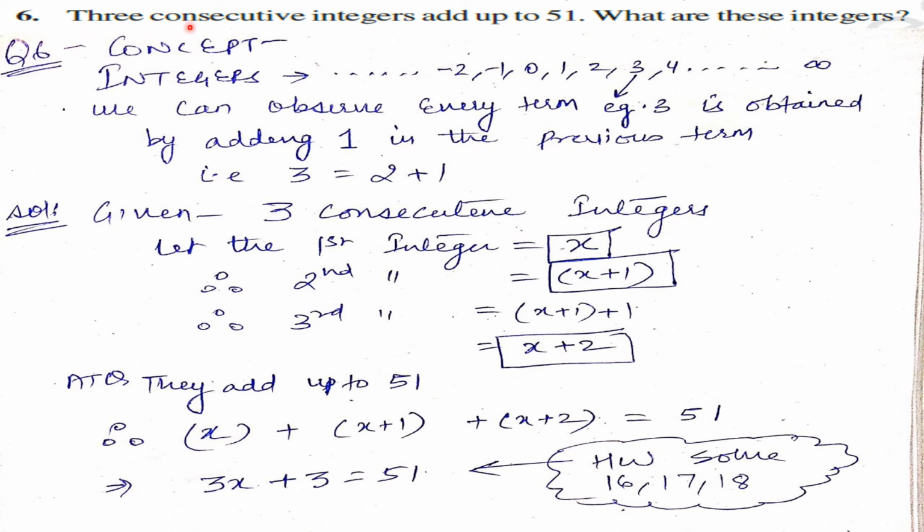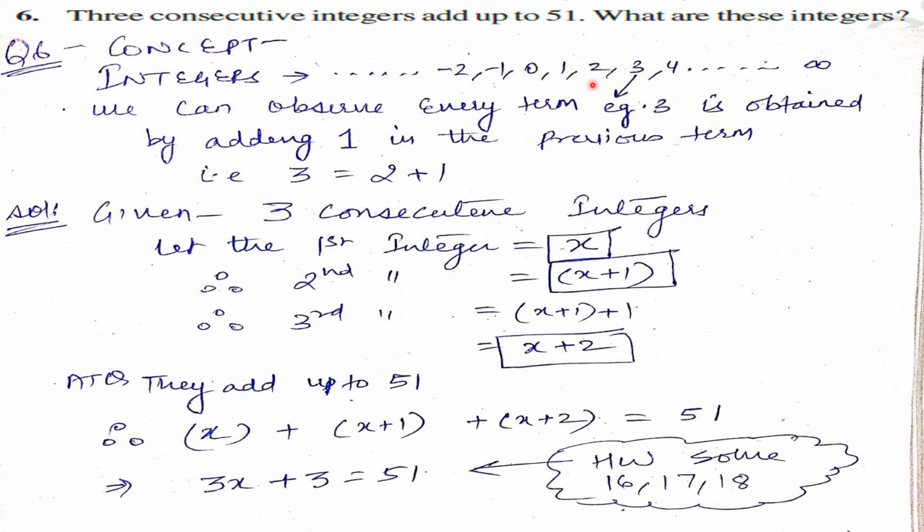Now question number 6. Three consecutive integers add up to 51. Again, this term consecutive is coming a third time in front of us. First it came when we did the question of consecutive multiples of 11, then consecutive multiples of 8, and now they are saying consecutive integers. So you must understand what an integer is. Integers we have already discussed. From minus infinity to plus infinity, they are simple counting numbers like 1, 2, 3, 4, and so on. So here also you have to observe what is the relation between the first term and the second term.